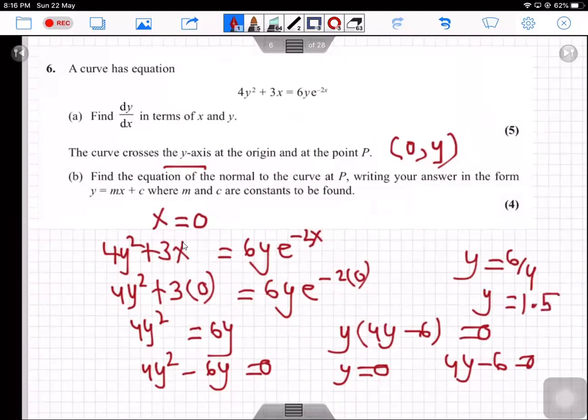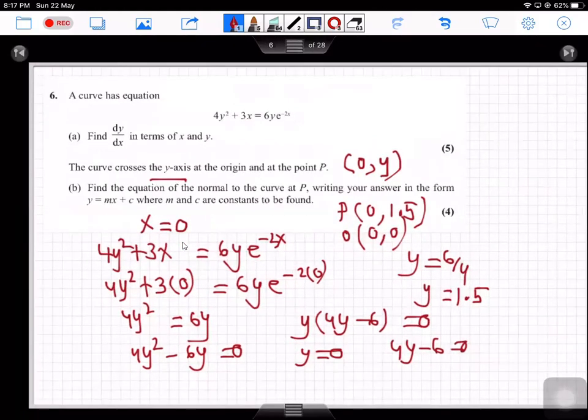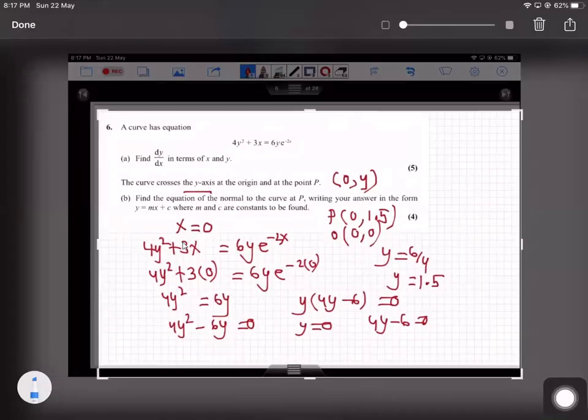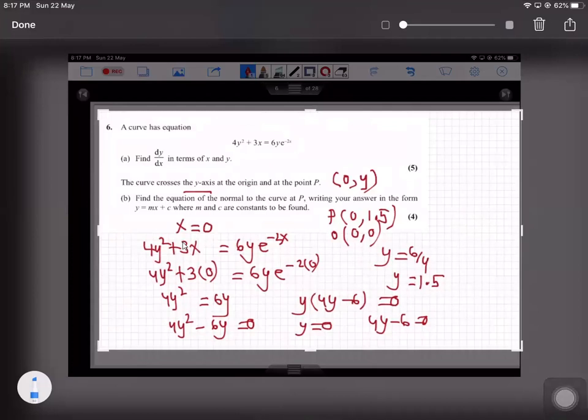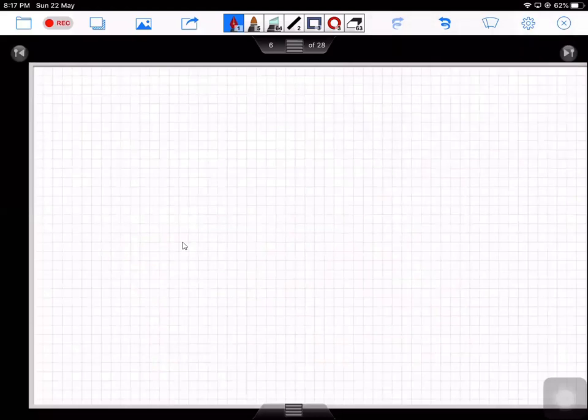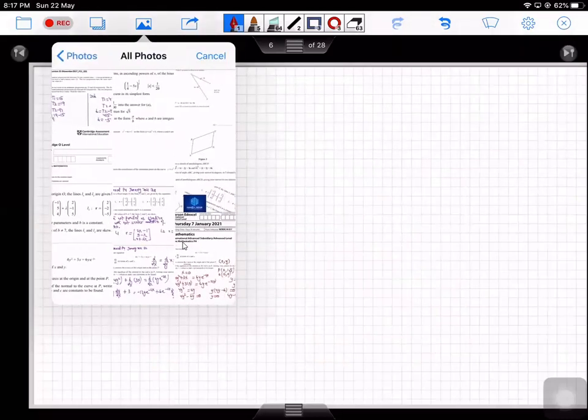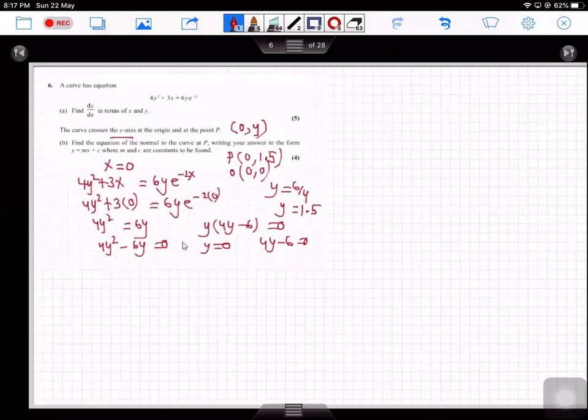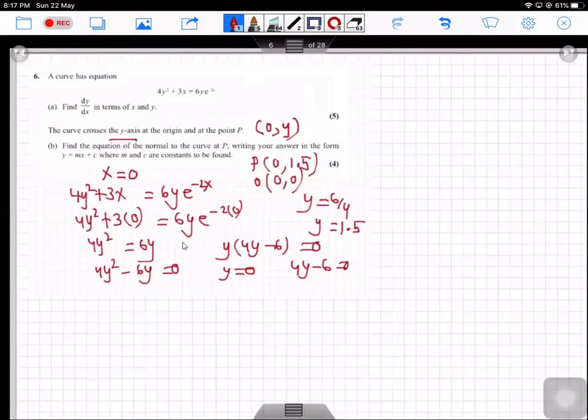Now I can say that the coordinate of P is 0, comma 1.5, and the other point where the curve crosses the y-axis is the origin, which is 0, comma 0. Okay, this was very important to find the y coordinate of the point P, because first of all, you need to find the gradient of the tangent at point P, so that by using the relationship of perpendicular lines, you can find the gradient of the normal.